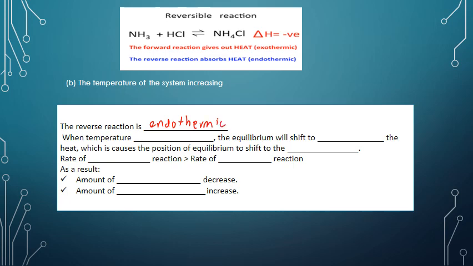When the temperature increases, the equilibrium will shift to reduce the heat, which causes the position of equilibrium to shift to the left. Rate of reverse reaction is greater than the rate of forward reaction. Hence, the amount of NH4Cl decreases and the amount of ammonia and HCl increase.